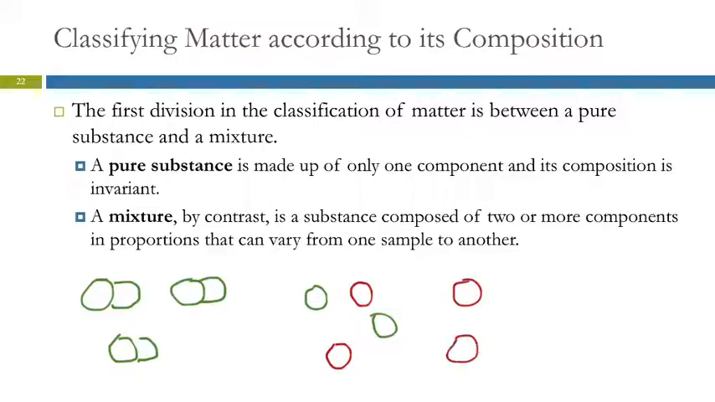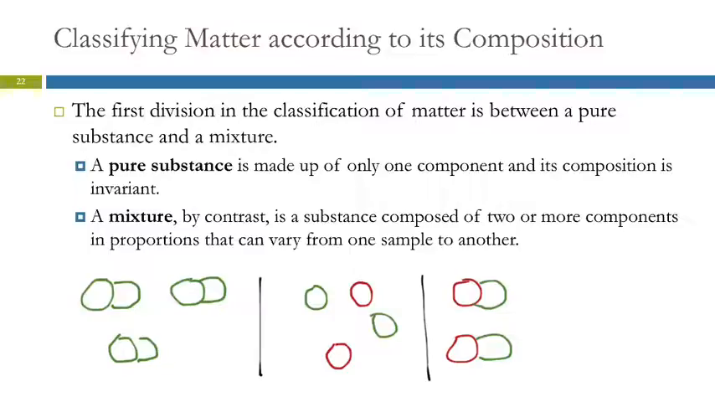Let's do it over here. We need some divisions here. So this is a pure substance. This is also a pure substance. Each of the particles is composed of two different things, but all of the individual pieces are the same. That's a pure substance. This is a mixture because we have different particles. We have green particles and we have red particles. Does that make sense?